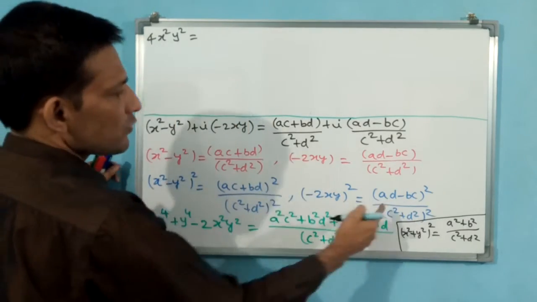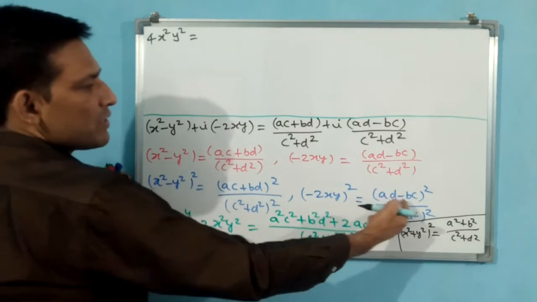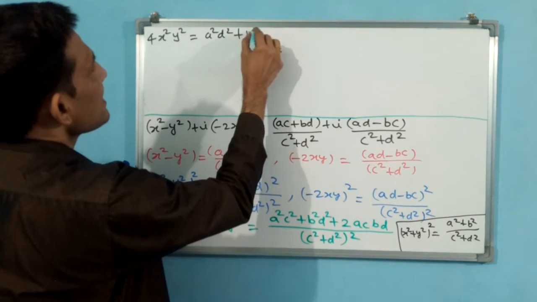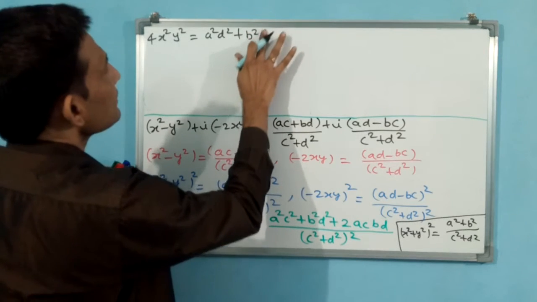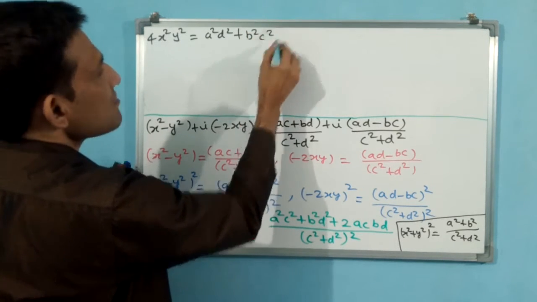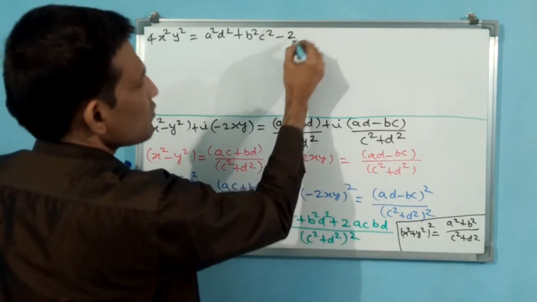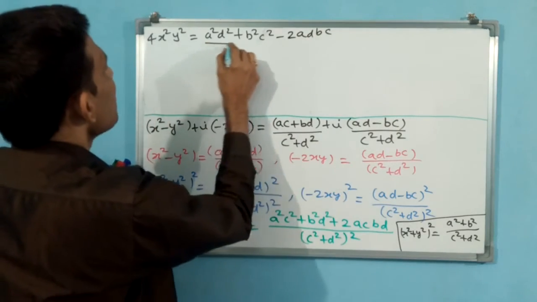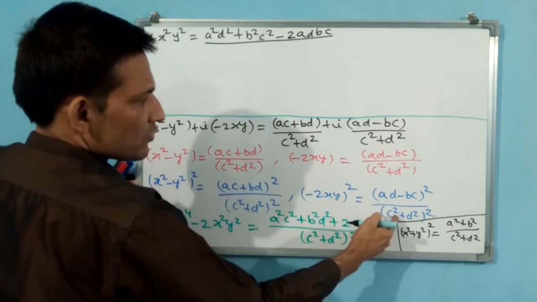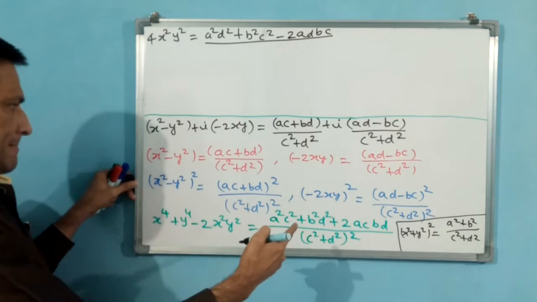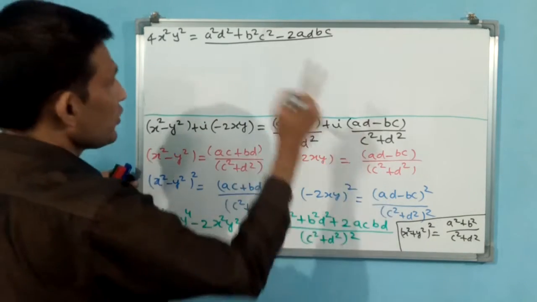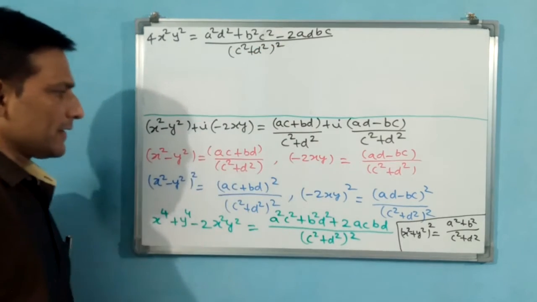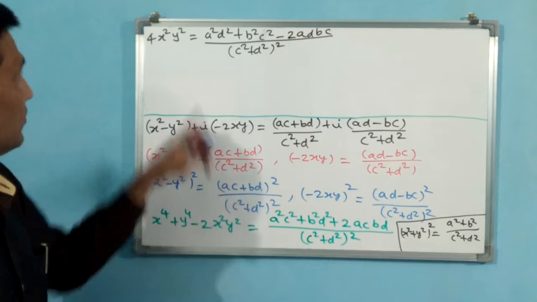But here the numerator is going to come bigger. A minus b whole square: a square plus b square minus 2ab, divided by c square plus d square. See, this you keep like this only, c square plus d square whole square. Okay, now you see, compare these two.